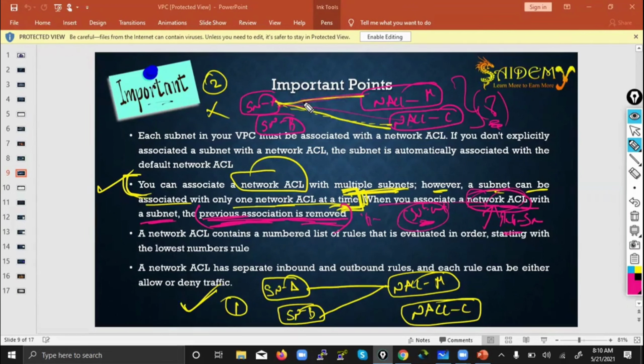So, what is my question now? Why can't I attach two NaCls to the same subnet? I asked. So, then what is the logic of the question? There is something. The answer is related to the nature of the NaCl, the characteristic of NaCl. That way you have to think. Your thought process should be backwards.